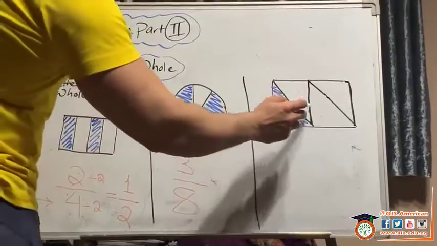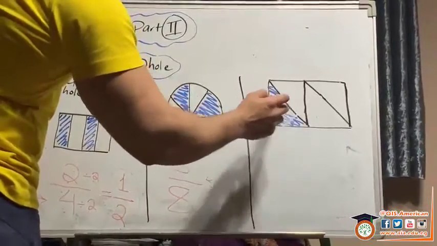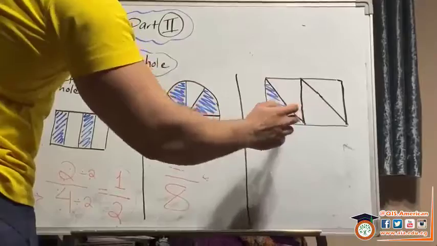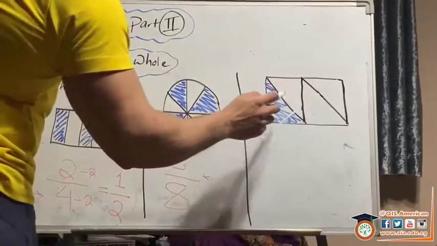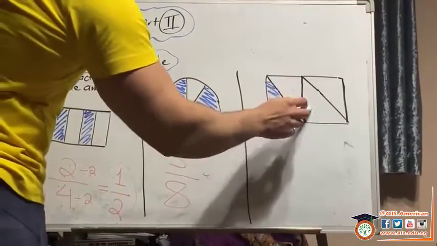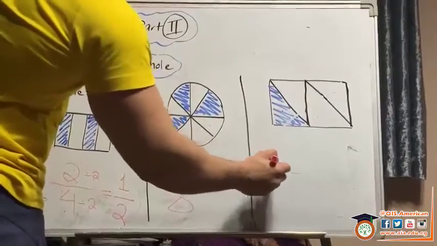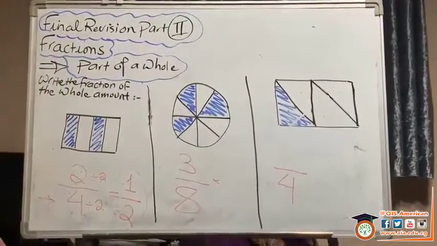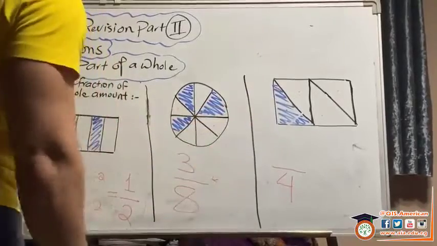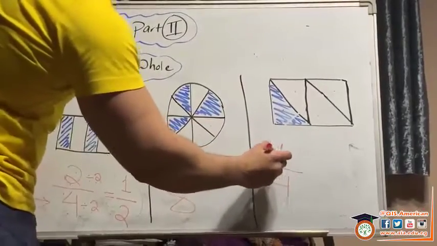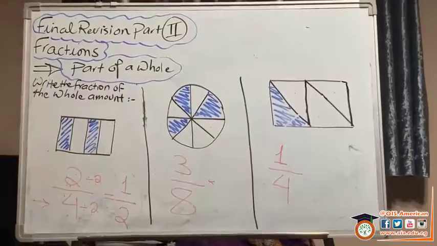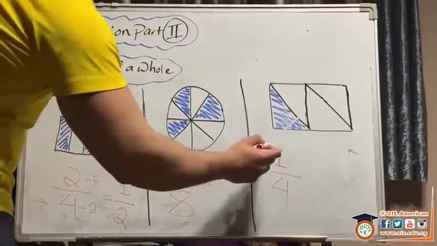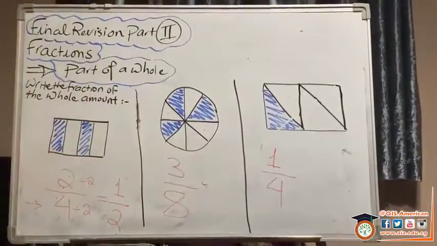Okay, let's have a look at this one. Here I have a rectangle that is divided into right angle triangles. I have 1, 2, 3, 4 parts, so the whole thing is divided into 4 parts. How many of them are shaded? Only 1. Now, is this the simplified form? As long as I have a 1, yes it is.